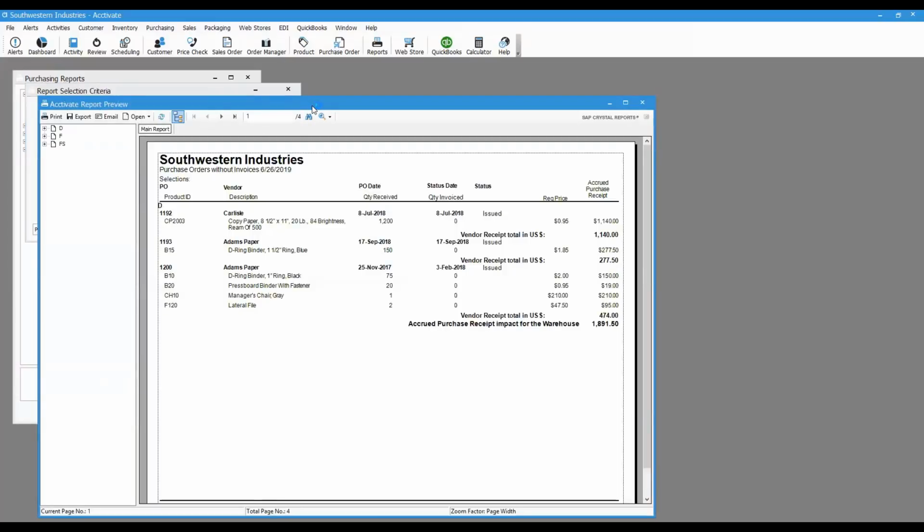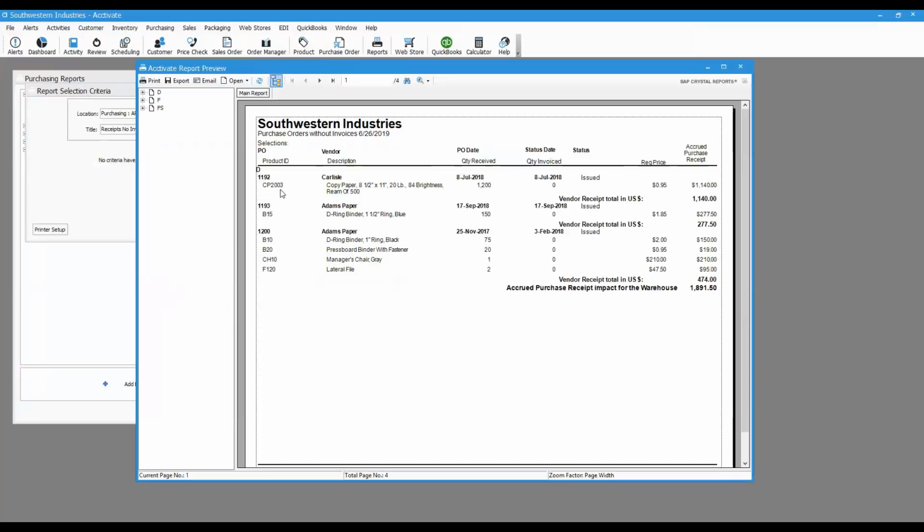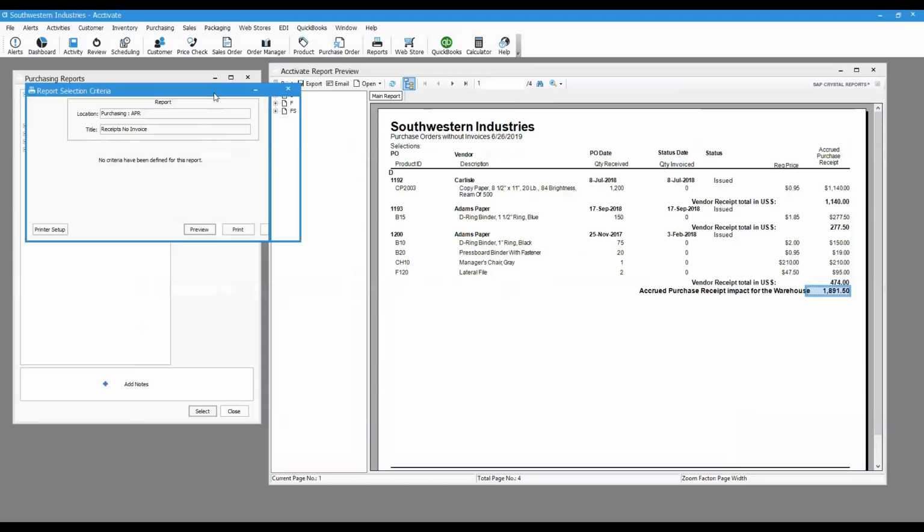Okay, so in this file, and you guys can see this, correct? I'm assuming that we can. So this tells me that here's the PO number. I've received 1,200. I've got 0 invoice. I received them at this, so it's $1,140, and it just goes through each of them. So I've got a $1,891.50 value that should be sitting in accrued purchase receipts.